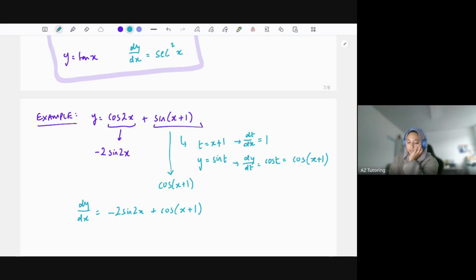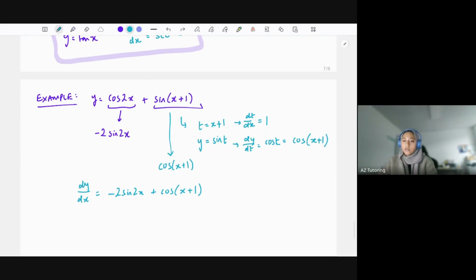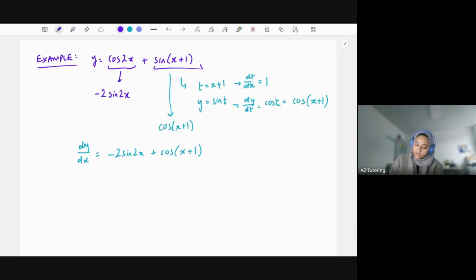And to be fair, in the exam, you could put this first just because it's positive, but it doesn't really matter. Yeah, this is year 2 differentiation. Okay, so that's how you differentiate that. Let's do another example.